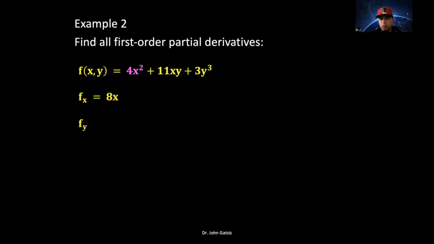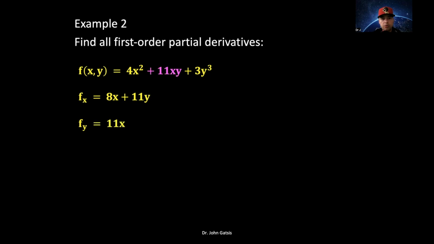So term by term, the derivative of 4x squared, 8x. The second term has an x, but the 11y is constant. So really you're doing the derivative of x there, which is 1. So that's why the x disappears. And the last term does not possess an x. That's why I don't write anything down for it.